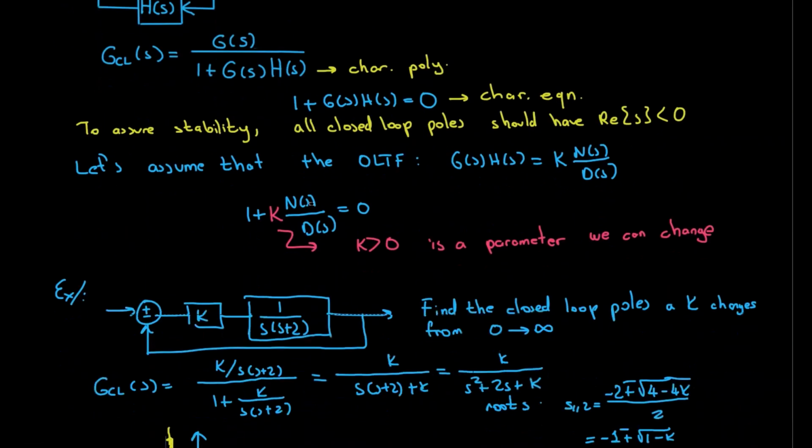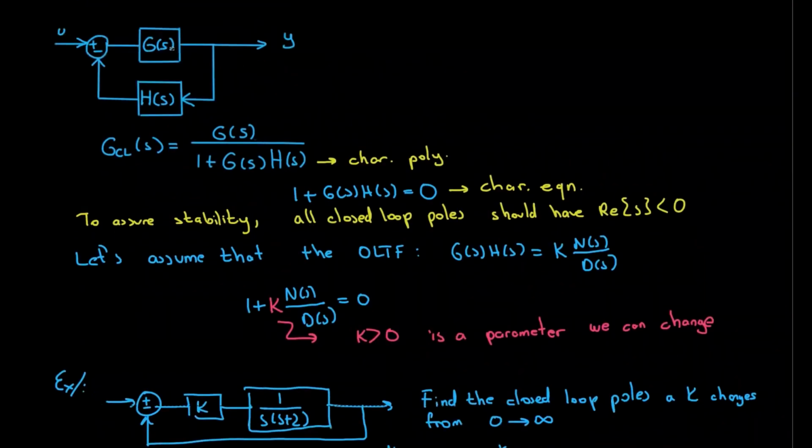In that standard feedback loop, we defined the open loop transfer function, which is G(s)H(s), and the closed loop transfer function, which is equal to G(s) divided by 1 plus G(s)H(s). Once again, the denominator of the closed loop transfer function is very important. We are interested in the closed loop poles.